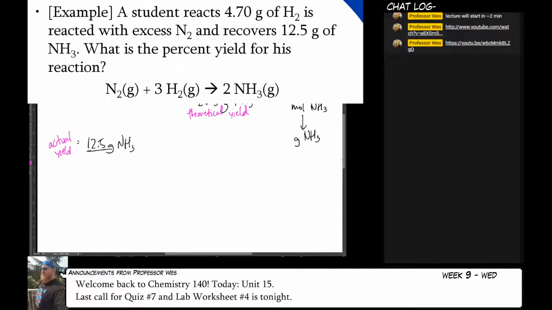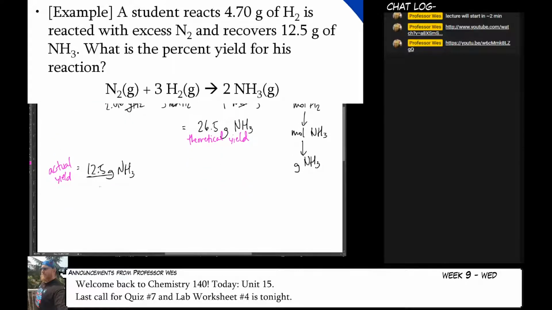So the formula for percent yield, oops, we need the theoretical yield on the screen here. So percent yield is actual over theoretical times 100%. And that would be 12.5 over 26.5 times 100%. The grams cancel out. And what do we get? 47.2%.